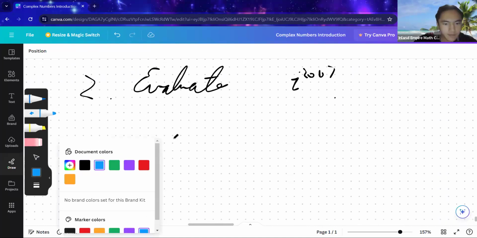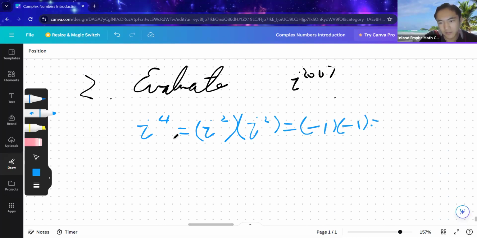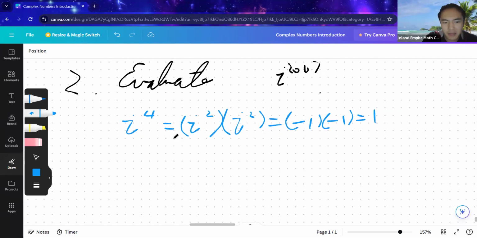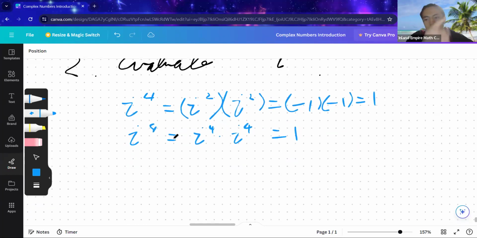Again, i to the fourth equals 1. We have already established that. And that's because this is equal to i squared times i squared equals -1 times -1 equals 1. So i to the fourth power equals 1. But doesn't that mean that i to the eighth power also equals 1? Because that's just i to the fourth times i to the fourth. So that's also just 1.